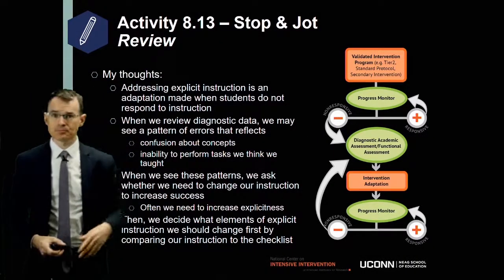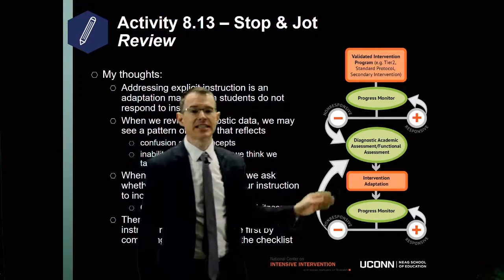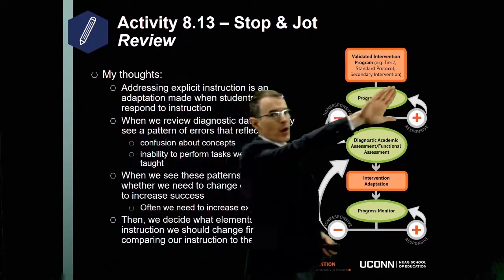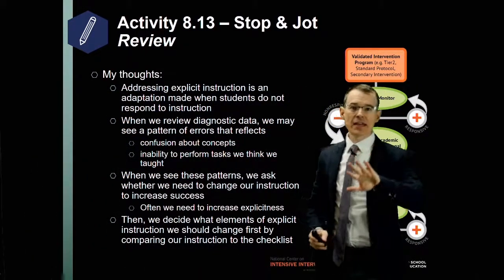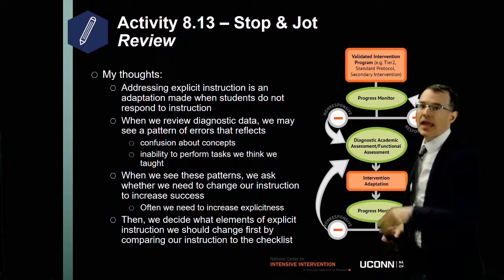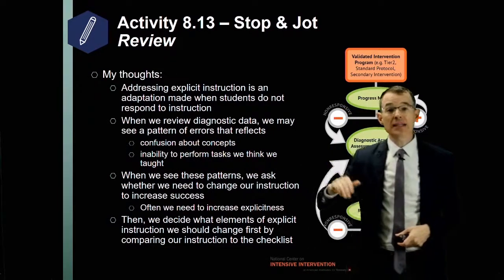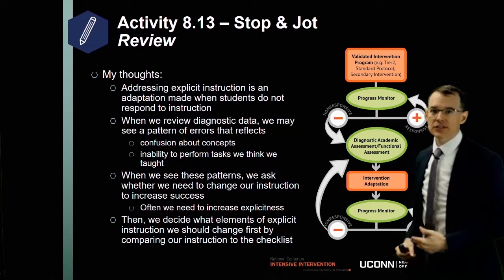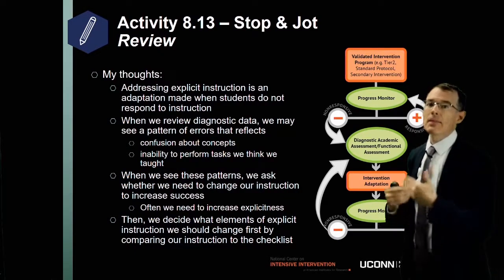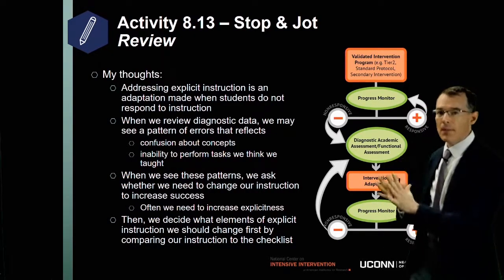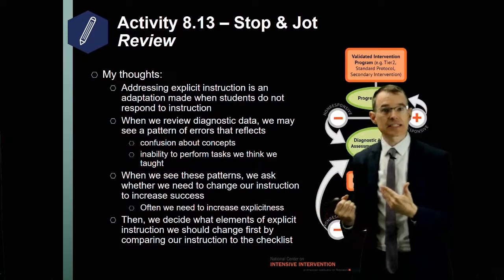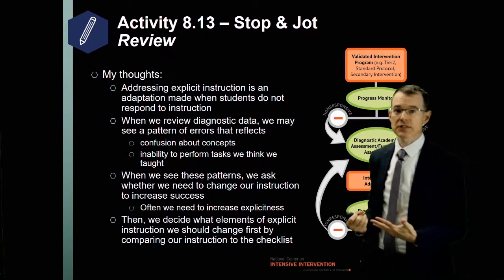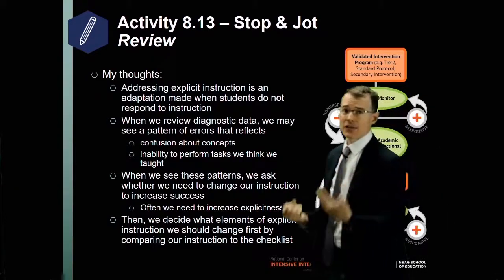Okay, so here's what I think. Remember that explicit instruction is an adaptation that you're going to use when students don't respond. So if you look at your progress monitoring data and students aren't responding, then you're going to look at diagnostic assessment data. And when you see that students are confused about concepts or aren't able to do things that you thought you taught, you're probably going to think to yourself, maybe there's something about the way I'm teaching that isn't making students successful. And at that point, you need to decide if you can increase explicitness to improve students' response. And that's where you then need to decide what parts of explicit instruction are you going to improve, because you can't do everything at once.